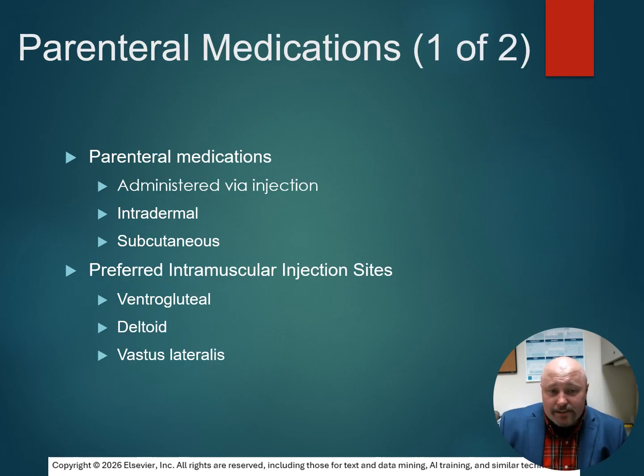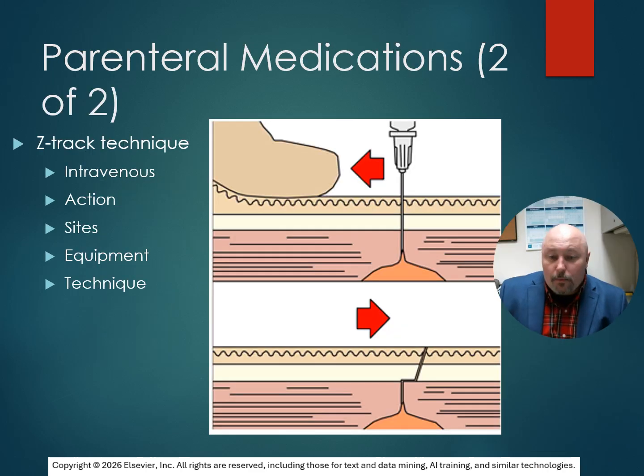For parenteral medications, these are administered via injection: intradermal, subcutaneous, intramuscular. For IM, the preferred injection sites are ventrogluteal, deltoid, or vastus lateralis. When giving IM injections, you're going to hear a lot about the Z-track method. And as you can see on our diagram there, they're using the finger to pull back the skin, giving the injection. And then when they release that traction, the skin moves forward into its natural position. But that IM track is now closed off, helping to seal the medication inside.